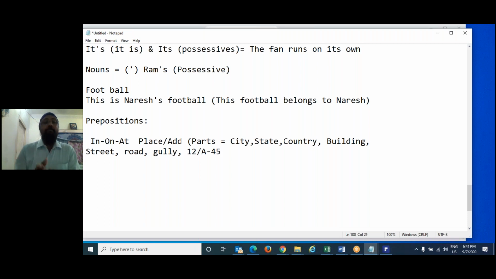So when are we supposed to use in, on, at? When we are separating the entire address into phases, when are we supposed to use in, when are we supposed to use on, and when are we supposed to use at?